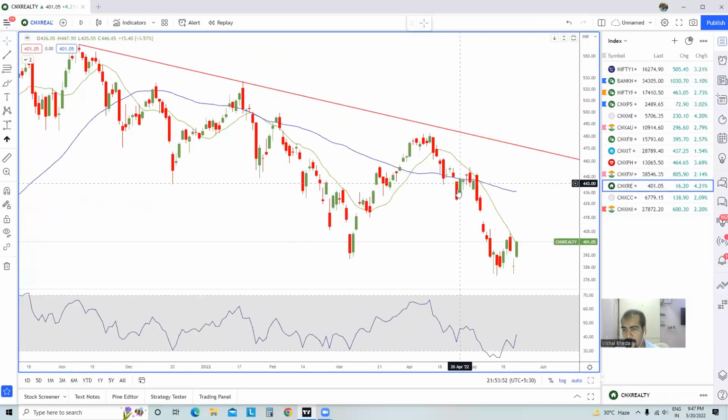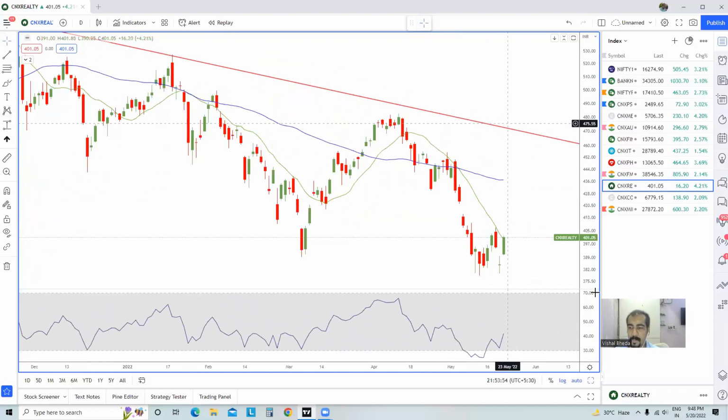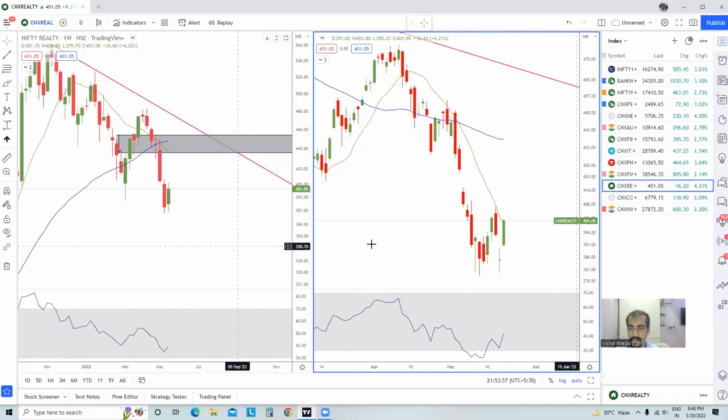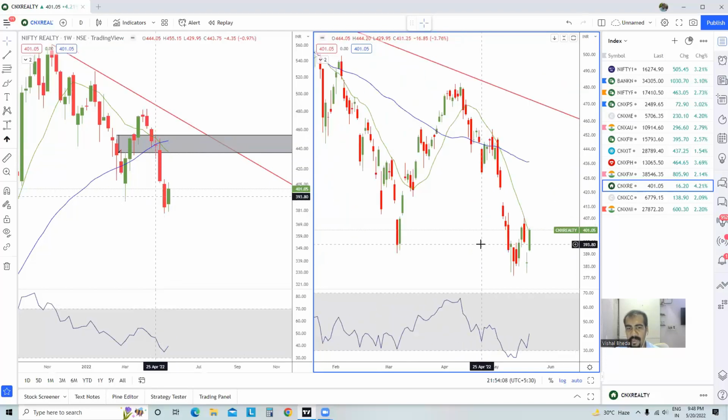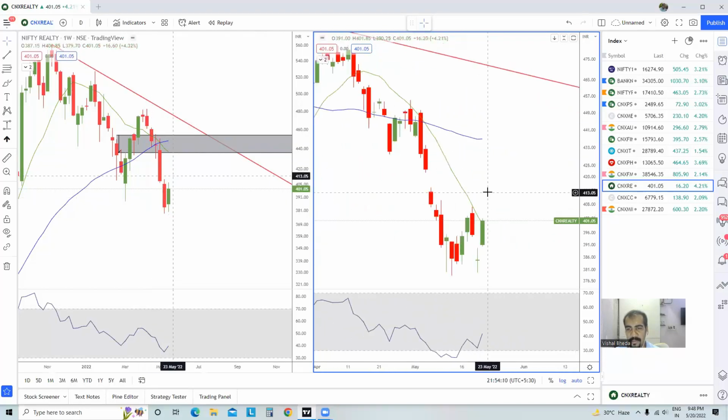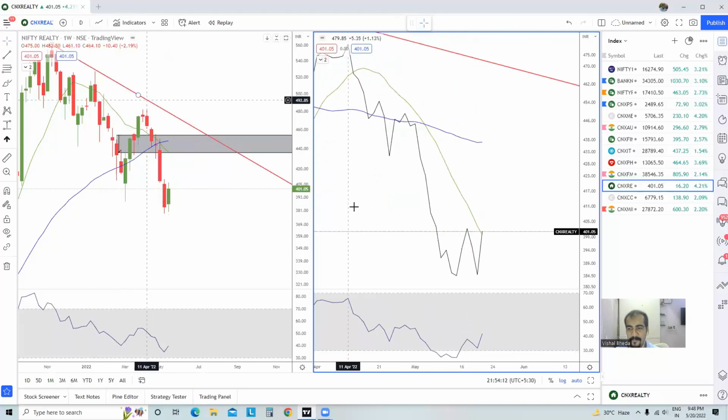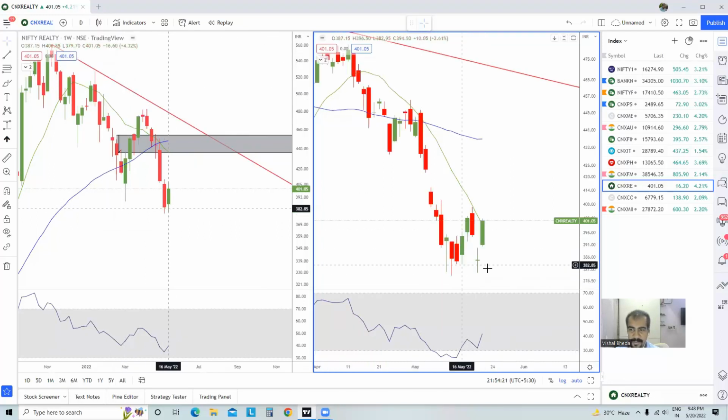Realty pack, I guess, it was extremely oversold. The down move which we saw over here was vertical, and it was very, very fast. And generally after such a fast move, we do need some sort of breather for the market. And if you check properly, we don't have a positive divergence. I thought we would have, but there is no positive divergence. In fact, we have a doji and then we have a big green candle.